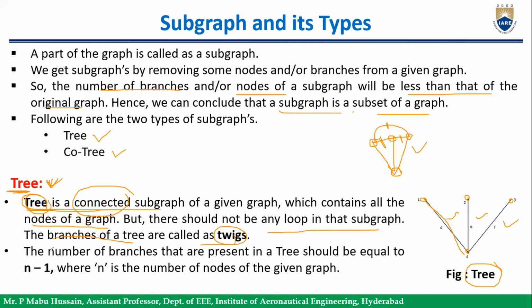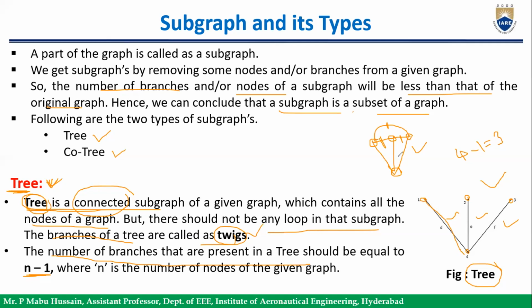It is also a connected subgraph, and the branches in this tree are called twigs. Now the number of branches present in the tree should be equal to n minus 1, right? If you have n nodes, then the number of twigs or branches in the tree will be 1 less than the number of nodes. Here in this tree you have a total of 4 nodes, so if you subtract 1, you get the total number of branches, which is equal to 3. In a tree the branches are called twigs, remember it.